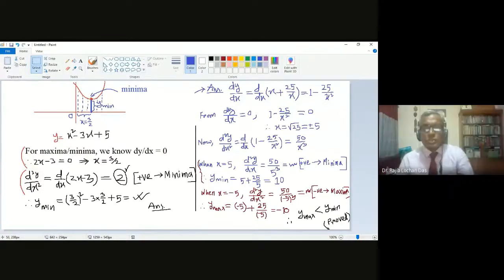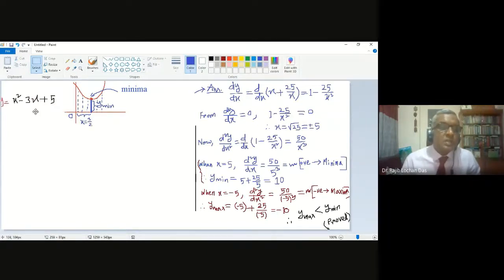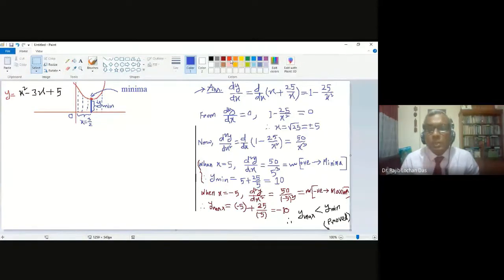Yes, sir. There is no need of making the graph in the exam paper. Okay. So this is the situation. This is the understanding for question number 1. Now let me show you the graph or the understanding for question number 2.